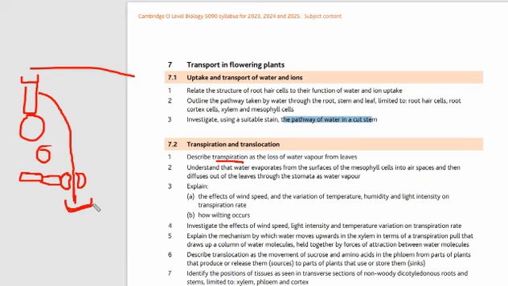So water will evaporate from the mesophyll cell to the spongy mesophyll, and then to the air spaces, and then from the air spaces it will diffuse out through the stomata. जैसे ये डिफ्यूजन हुआ था, सेम इज द केस, ये डिफ्यूज आउट हो जाएगा स्टोमेटा से. So the water vapor evaporates from the surface of the mesophyll cell into the air spaces and then diffuses out of the leaf through the stomata as water vapor.